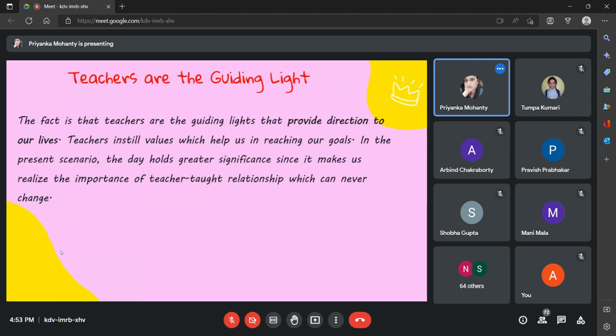Teachers are the guiding light. It is a fact that teachers are the guiding light that provides direction to our lives, and teachers' values help us reach our goals. In the present scenario, the day holds great significance. Hence, it makes us realize the importance of the teacher's relationship, which can never change.